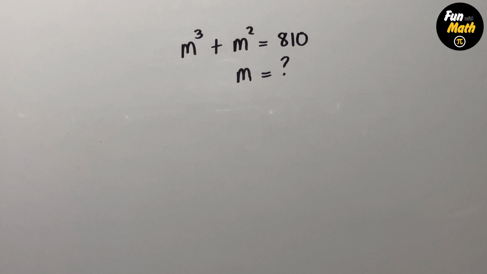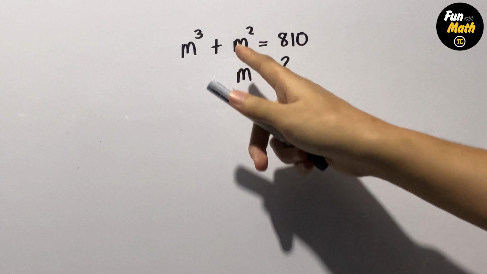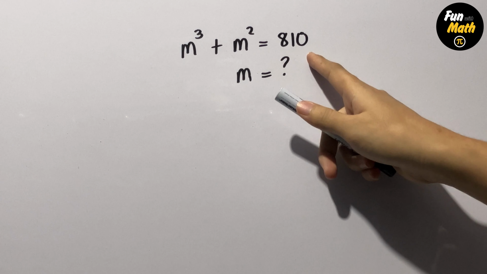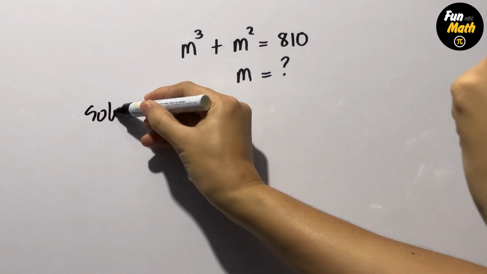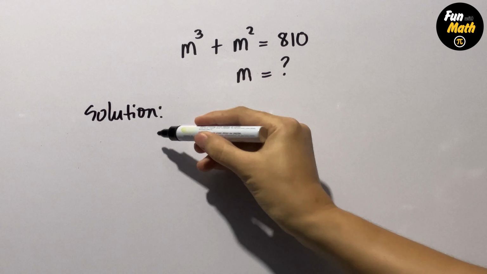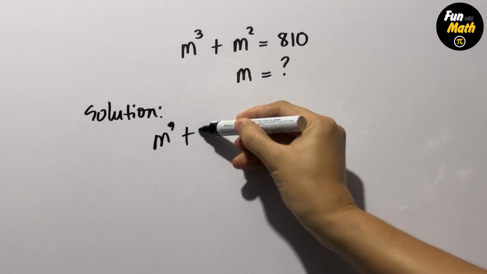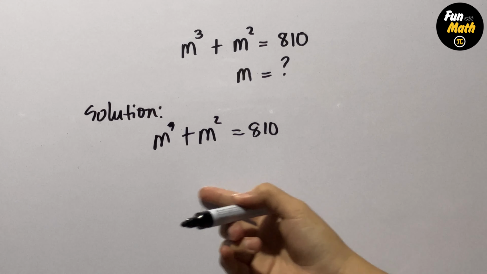In this video, we are going to solve this problem: m cubed plus m squared is equal to 810. Find m. So here's the solution. First, let's bring down this equation. m cubed plus m squared is equal to 810.